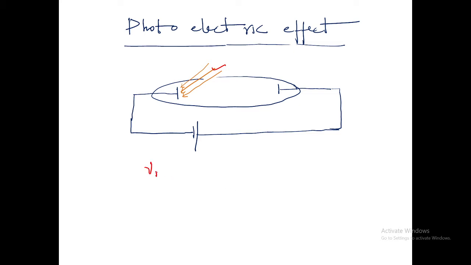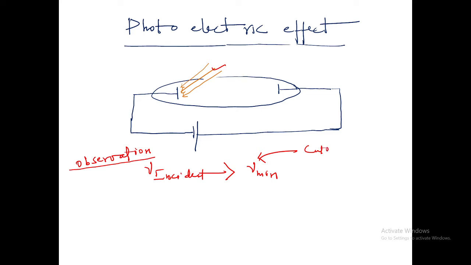So, what observation do we get? If the incident frequency ν is greater than a minimum, which later on we will call the cutoff frequency, also known as the threshold frequency, this is the first fact.